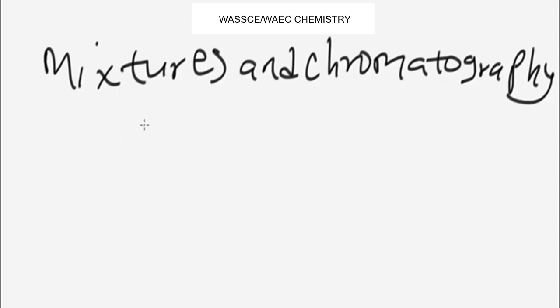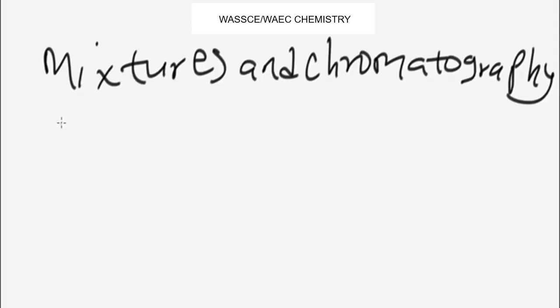This is one of the foundations of chemistry. Having known that, let's go into the details of the video. Let's begin by knowing what a mixture is. Basically, a mixture can be defined as a physical combination of two or more constituents.